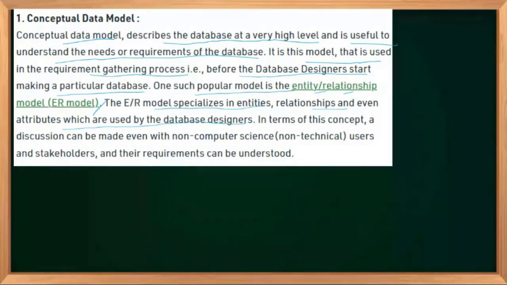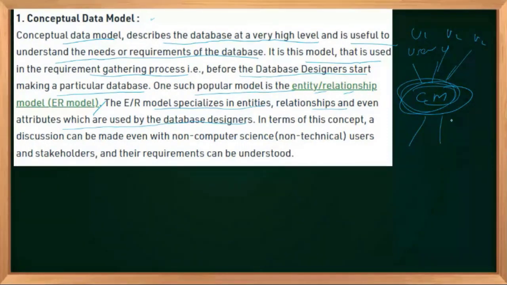The conceptual model is the topmost model. Users can interact with this layer: user 1, user 2, user 3. Every user can interact with this conceptual level.